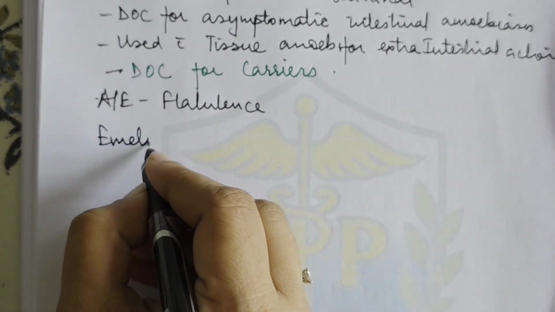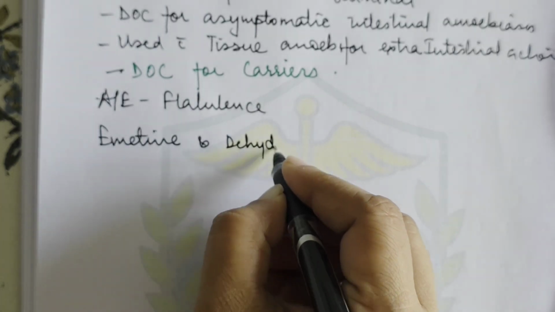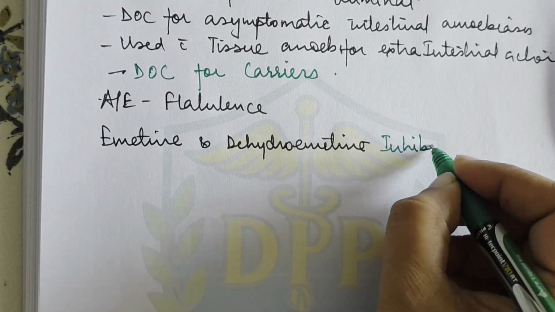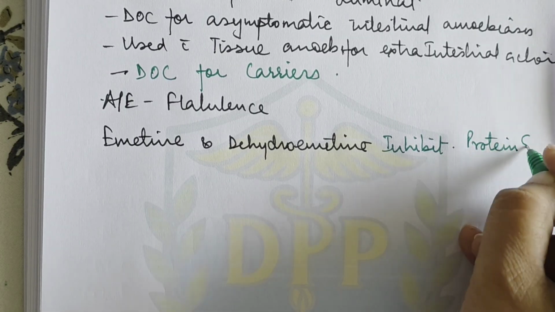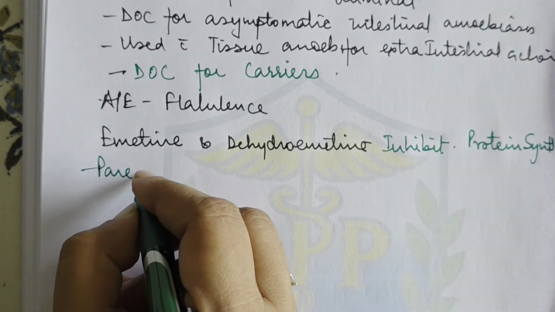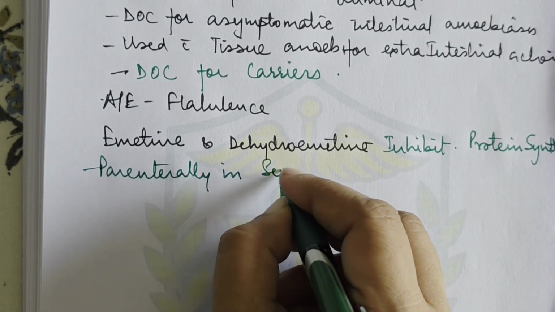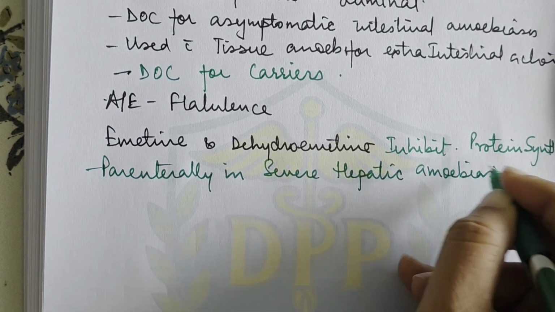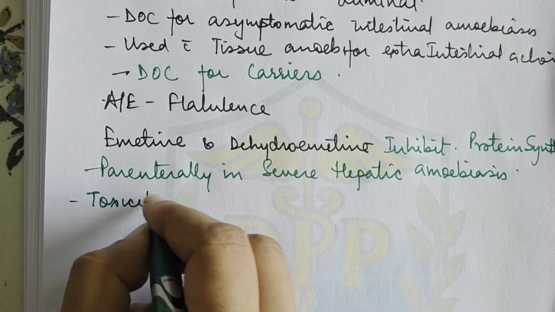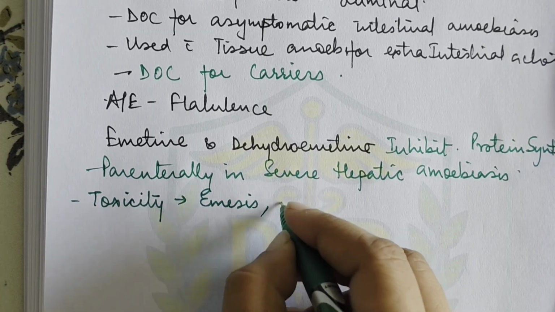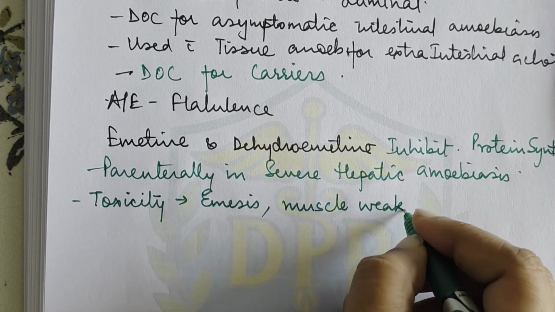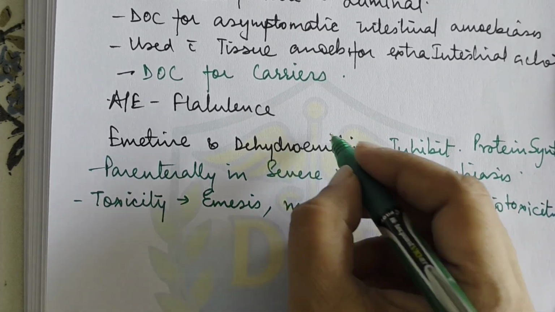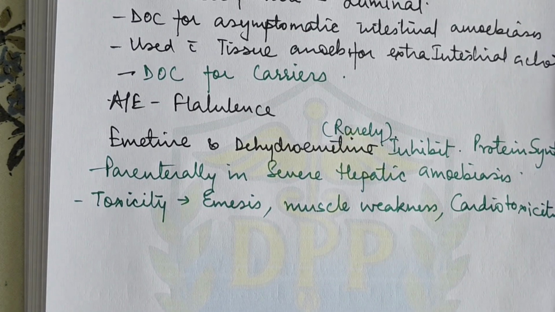Then the next category is emetine and dehydroemetine. Now these drugs act by inhibiting protein synthesis, and they are used parenterally in severe hepatic amoebiasis, right? Toxicity, it causes emesis, muscle weakness, and cardiotoxicity. It is very rarely used now, so it is not something of clinical importance.